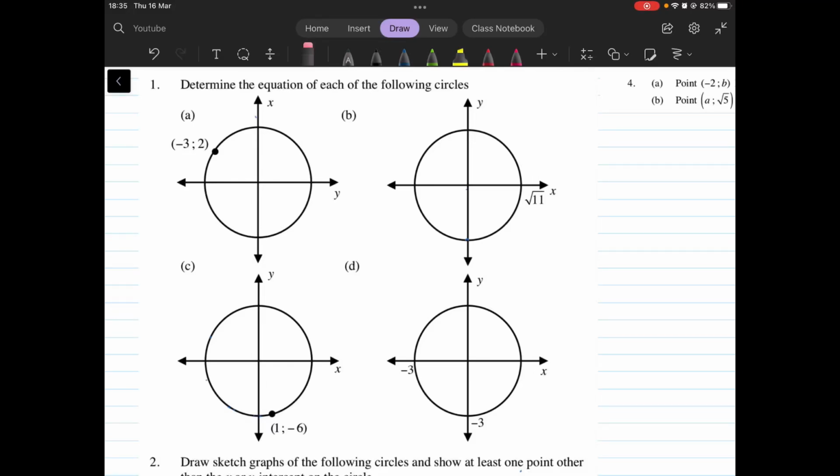So in this video we are just looking at a couple of questions in here, not too crazy. All questions, we have a circle whose center is at the origin. We are basically required to get the equation of each of those circles. So let's start with the first one.